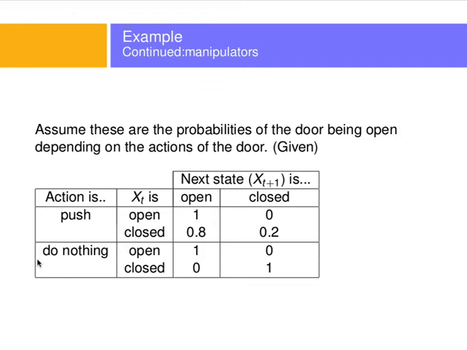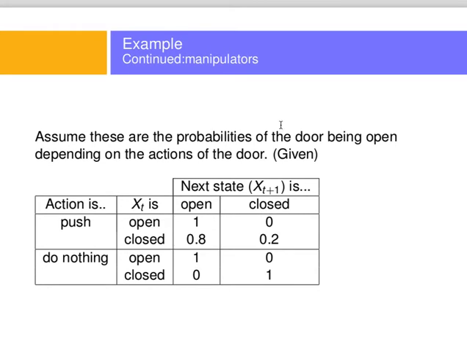So now let's give a little example. Let's assume these are the probabilities of the door being open depending on the actions of the robot. Let's say this is given, so you've observed this, and then you come up with these probabilities.